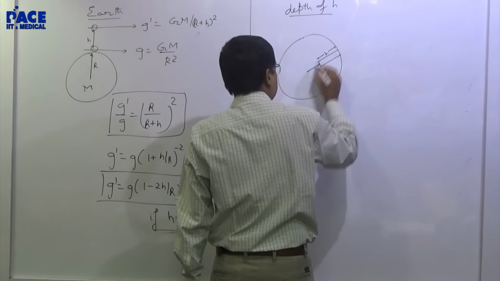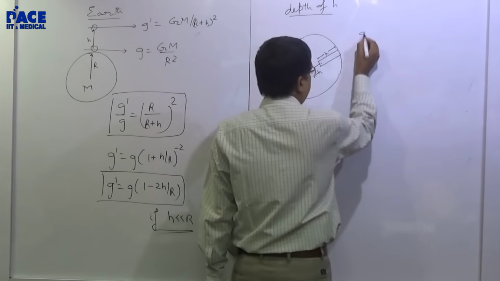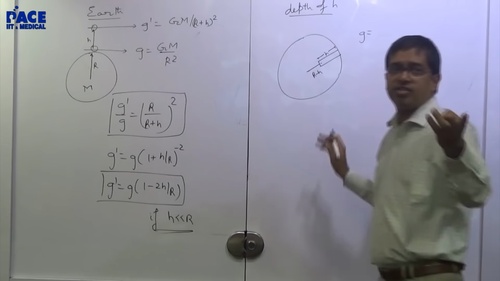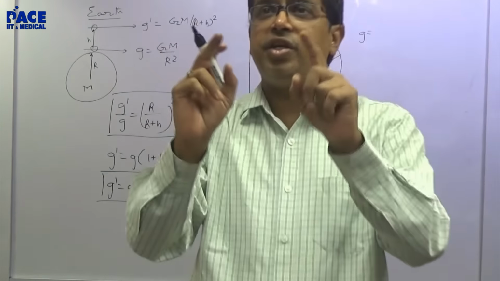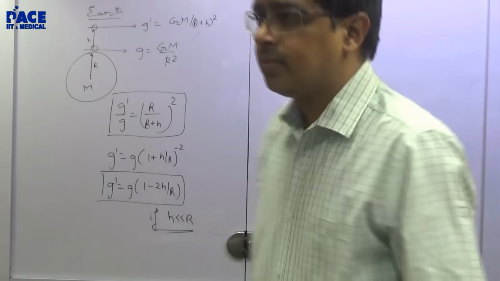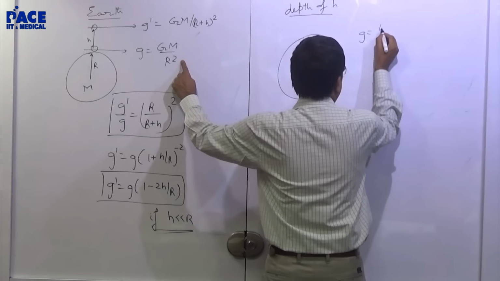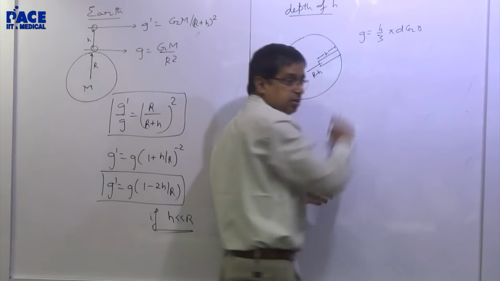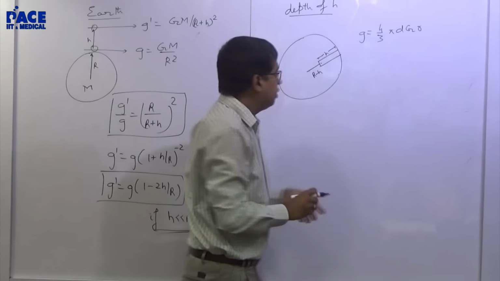That means this distance will be r minus h. Now I will convert this formula of G in terms of density because it is comfortable for you. As I am going inside, I assume the density of earth is constant. So G will be, instead of this formula, 4 by 3 pi d G small r. All that we have done is replaced mass with density into volume.